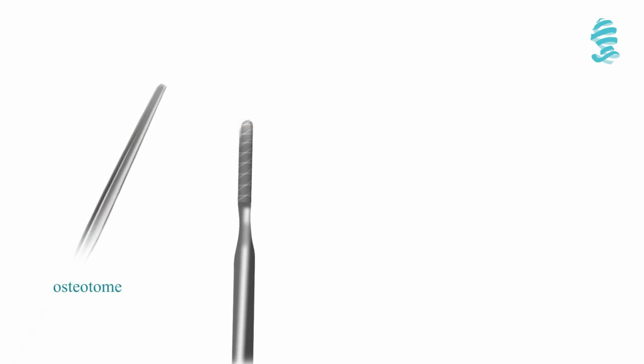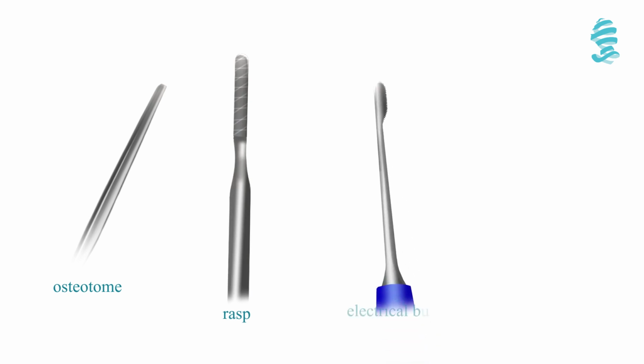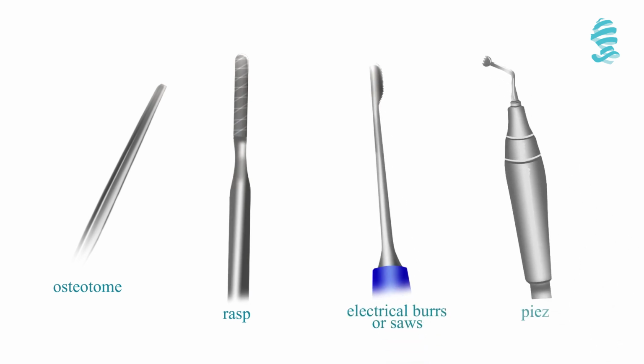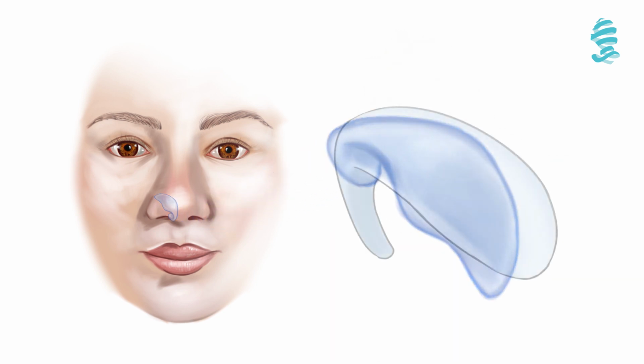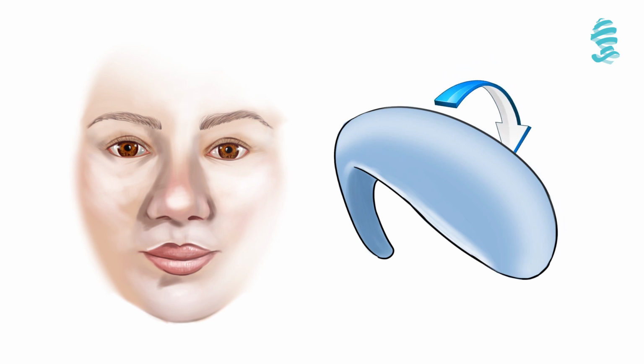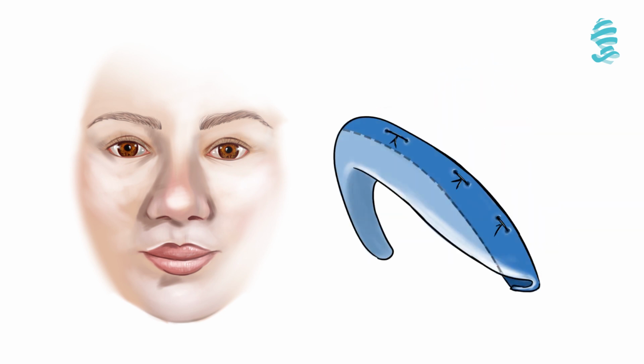The bony hump can be removed by an osteotome, a rasp, electric burrs or saws, or piezo instruments, mostly depending on the situation and the expertise of the surgeon. The tip of the nose seems aesthetically more pleasing after volume reduction of the lateral crura, mostly by cephalic trim and some cartilage sparing techniques such as the lateral crural flap turn-in technique.